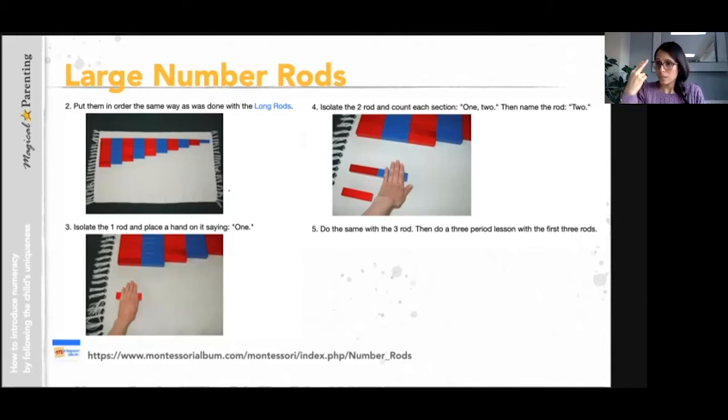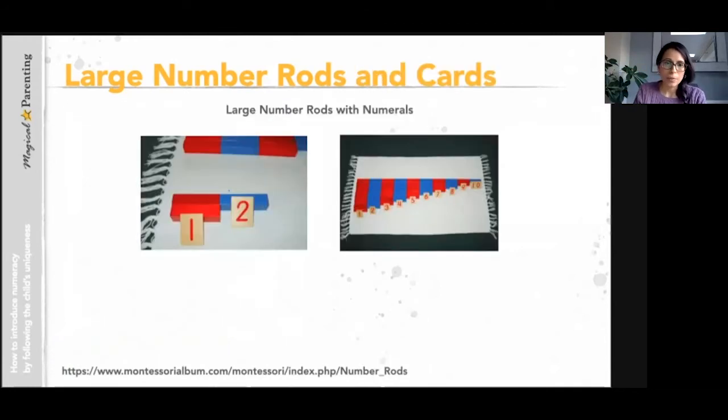And then you will be doing the second stage saying, can you point at 1? Can you point at 2? Can you point at 3? And you can do that with all the numbers. But again, 2 or 3 numbers at a time.